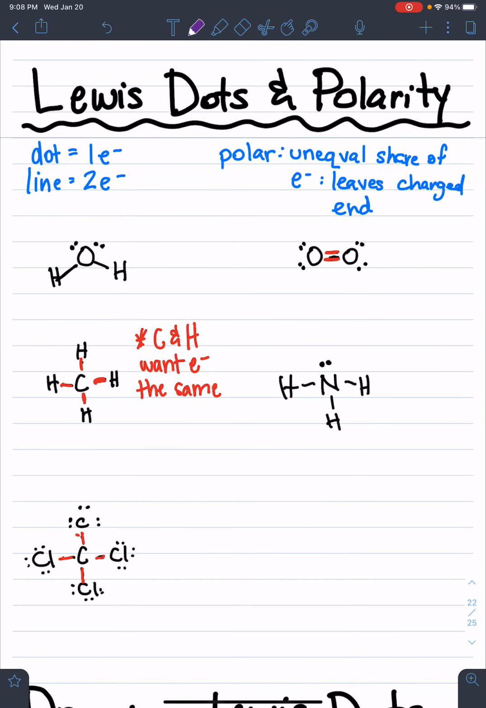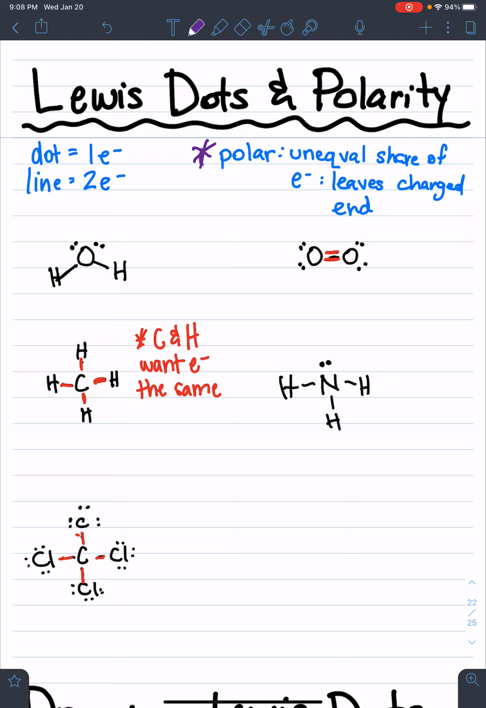So we're going to finish off talking about polarity. Again, you can pause the video if you need to copy down any of these structures, but otherwise we're just going to get into it. Remember that polarity is when we have the unequal sharing of electrons, and it's going to leave one of our ends charged positive and one of our ends charged negative.